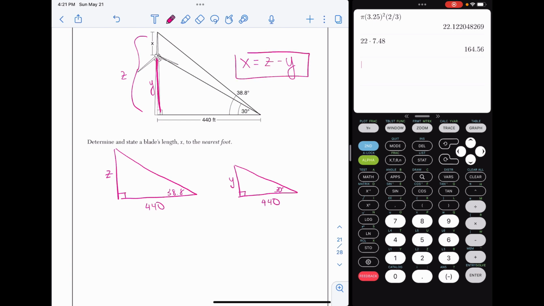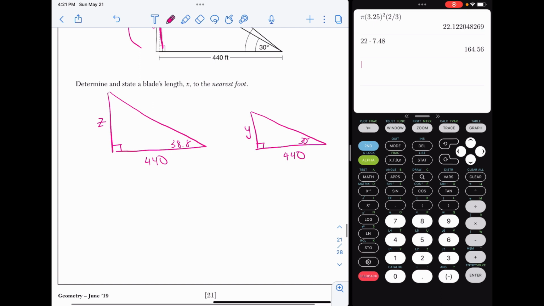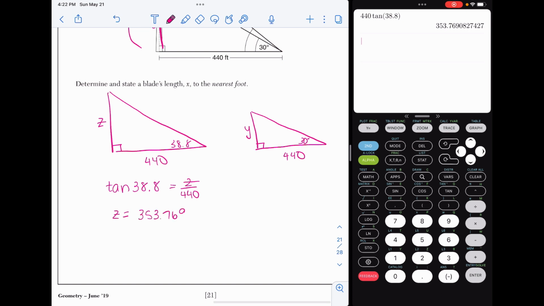The other hint I will give you is that on these double trig questions, they are almost always tangent questions. It is possible for it to be sine or cosine, but really extremely often it's tangent. So I'm going to set up two SOHCAHTOA equations. So tangent of 38.8 is equal to z over 440. I'm going to cross multiply that. So 440 tangent 38.8, and z is 353. And I'm going to copy down all of these decimals. It's asking me to round the value of x. This is not x, so I'm not going to round it.